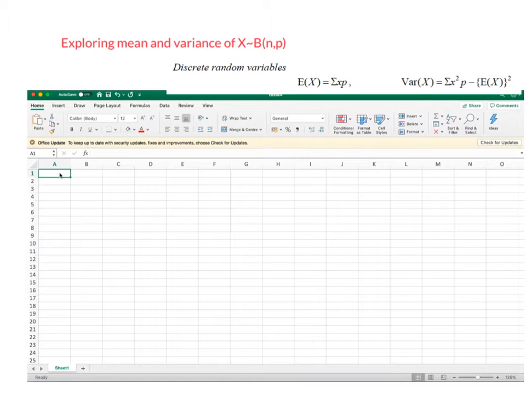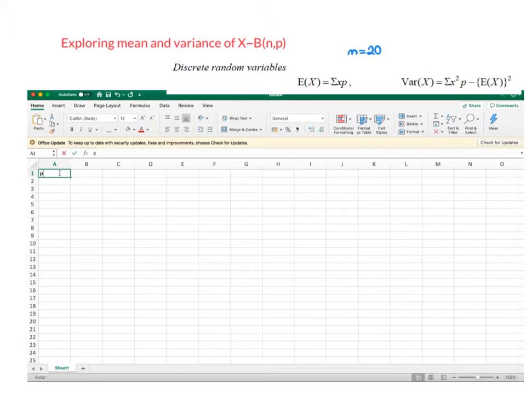binomial. We will need from your formula booklet the formula for the expected value of the variable x and the formula for the variance of x. So we are going to use this later. And in order to explore the mean and the variance, I chose a case where n is 20. You can follow the construction of my spreadsheet and do another one by yourself for another n.